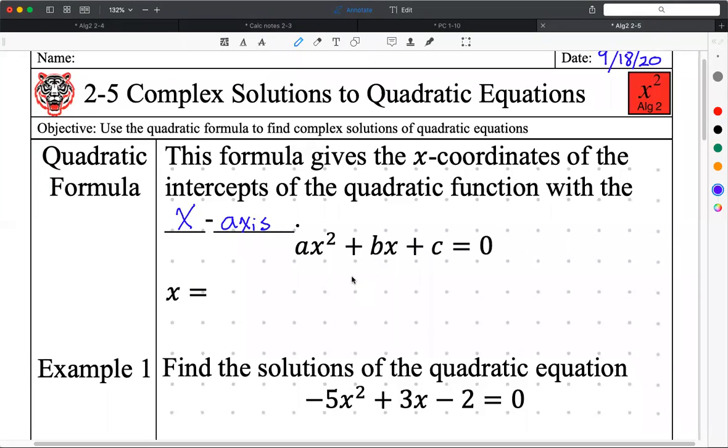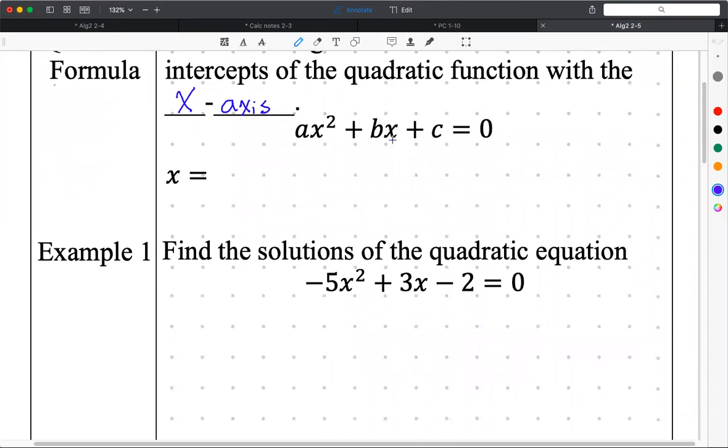Do you guys remember the song? Oh, no one remembers the song from Algebra 1. Okay, I guess I gotta warm up my singing vocal cords here. Let's go ahead and write it down first, and then we'll sing it. Everyone write it down with me.